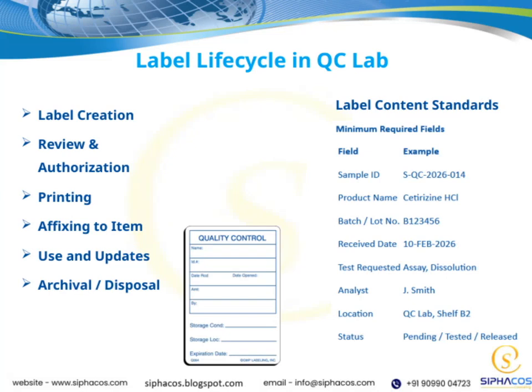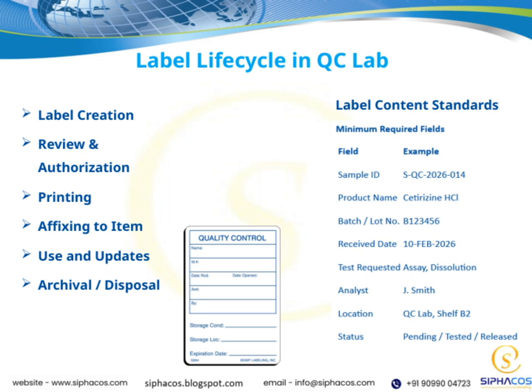Let's take a closer look at the label content standards, which are essential for maintaining consistency and accuracy throughout the entire label lifecycle in our QC lab. First, we start with label creation, where the initial design and information are developed to meet our standards. Next is review and authorization, a critical step to ensure all details are correct and approved before moving forward. Once approved, the labels are printed, which must be done with precision to avoid errors. Then, the labels are affixed to the items, ensuring they stay securely in place and are easily visible.